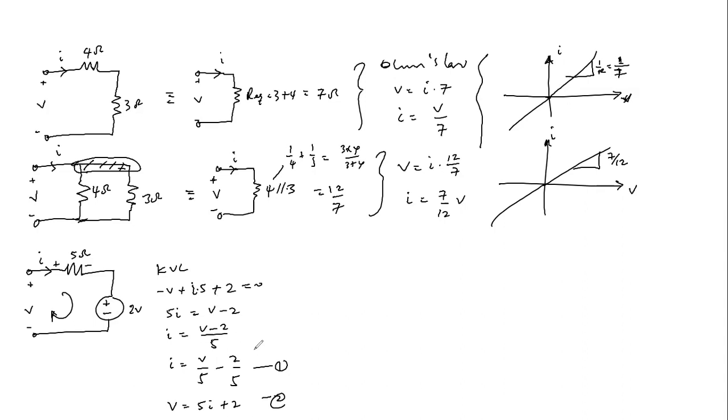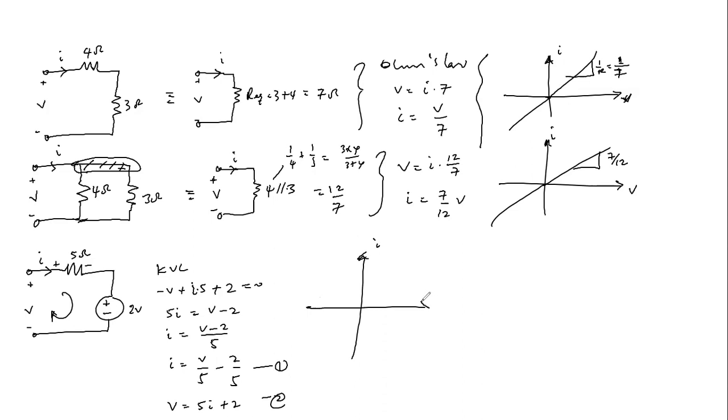origin and have an intercept at minus 2 over 5 on the y-axis and another intercept at 2 on the v-axis. So this is what we have. And we can plot this now.